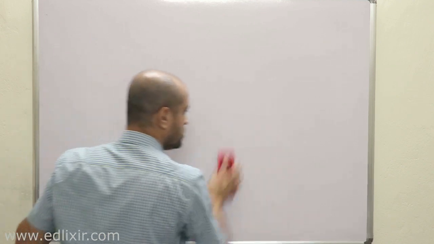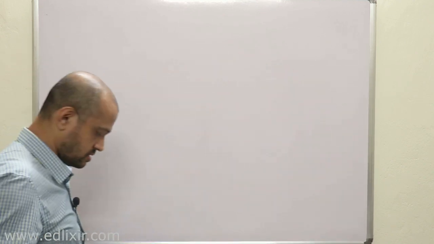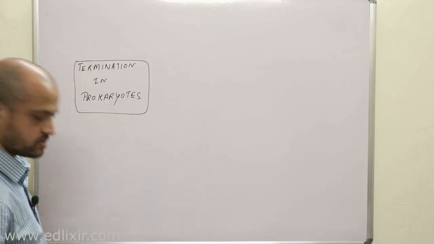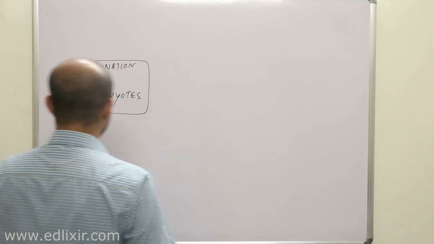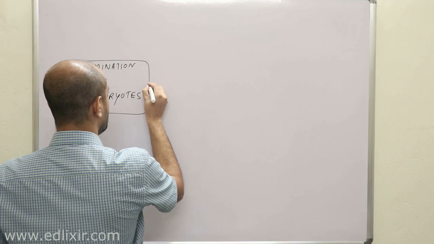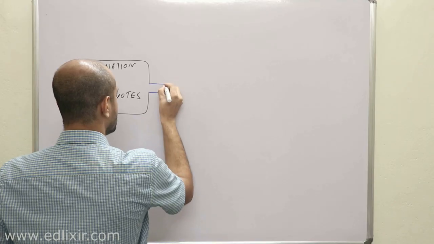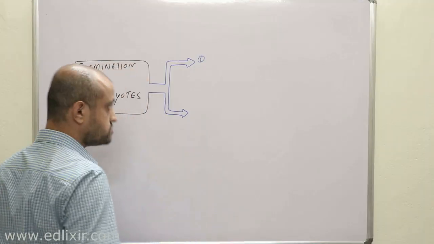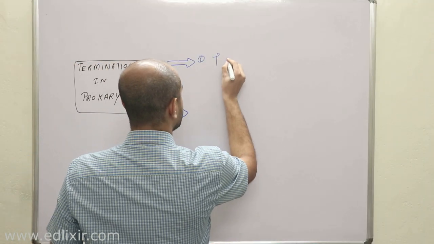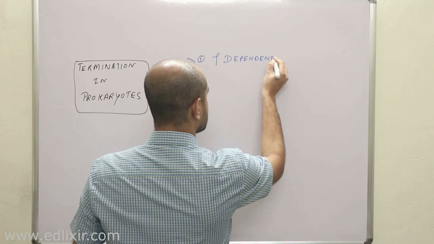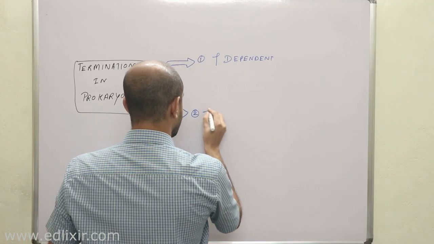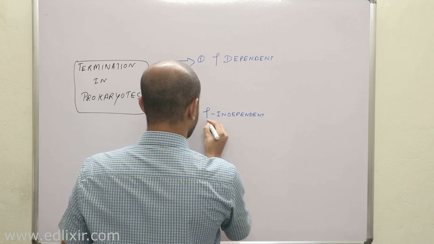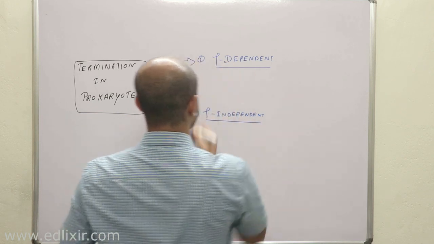Now we will be talking about termination in prokaryotes. Termination in prokaryotes has two well-defined mechanisms. Number one, Rho-dependent. Number two, Rho-independent. Clear? Rho-dependent and Rho-independent.